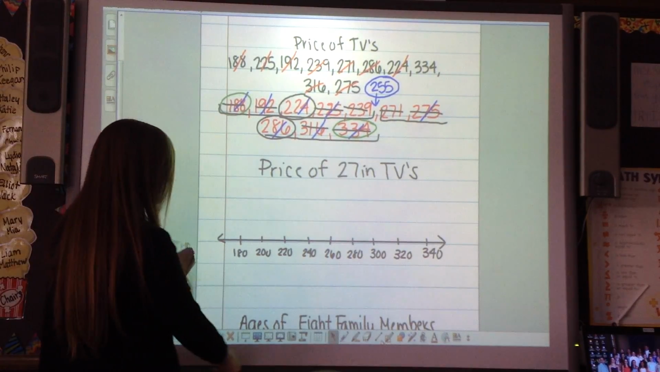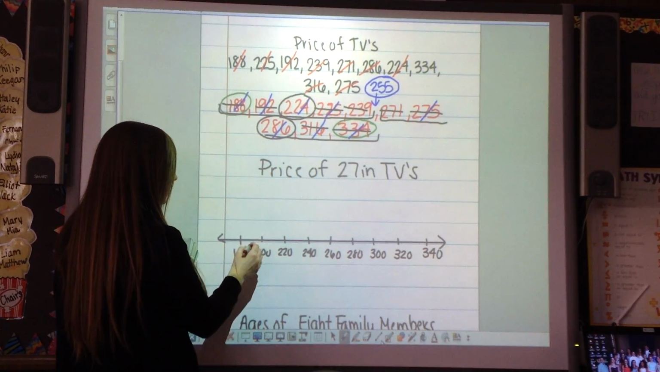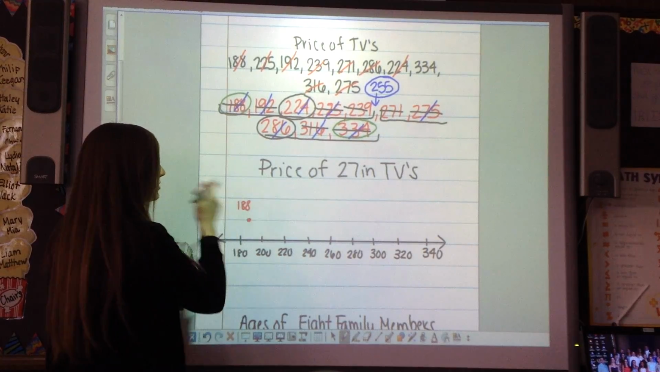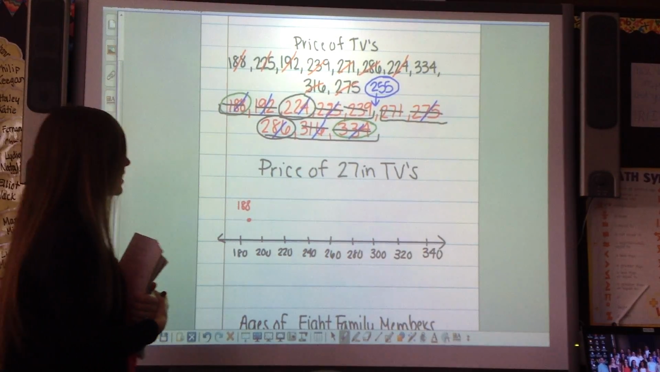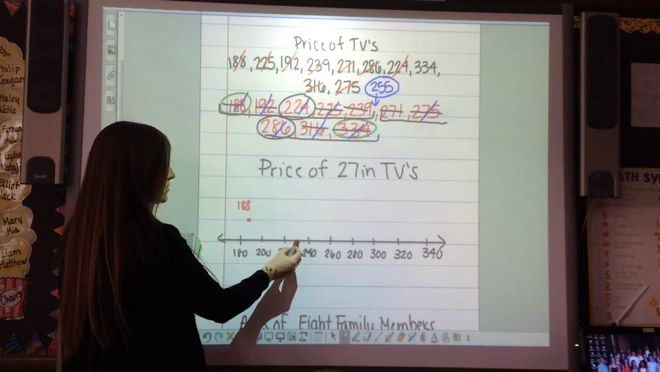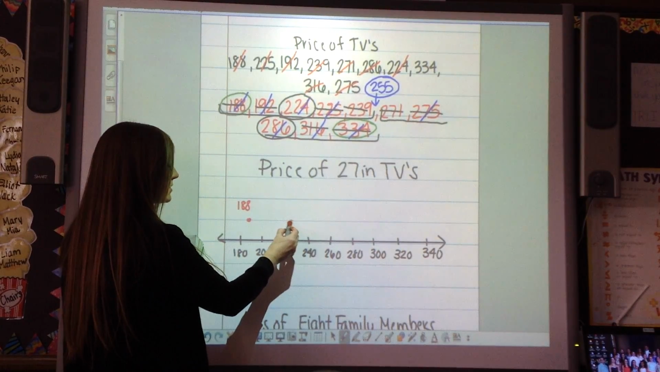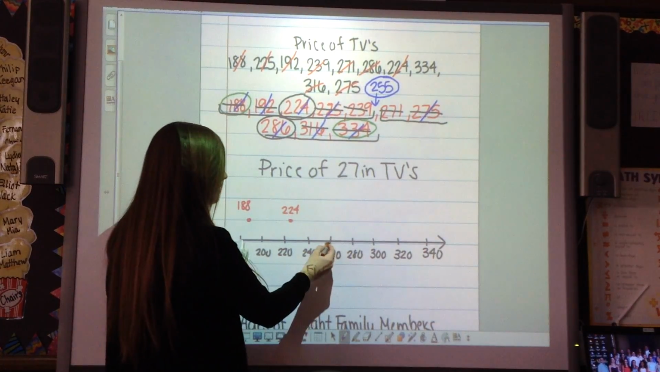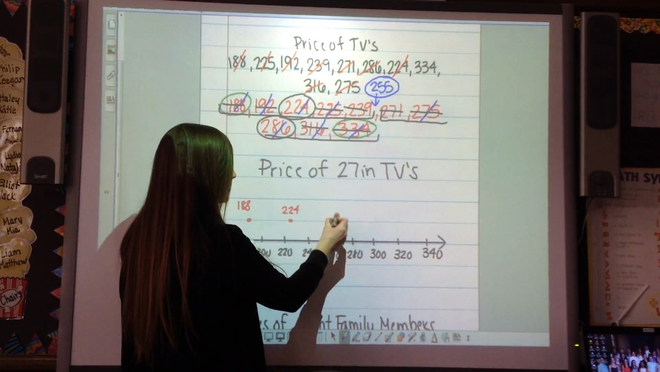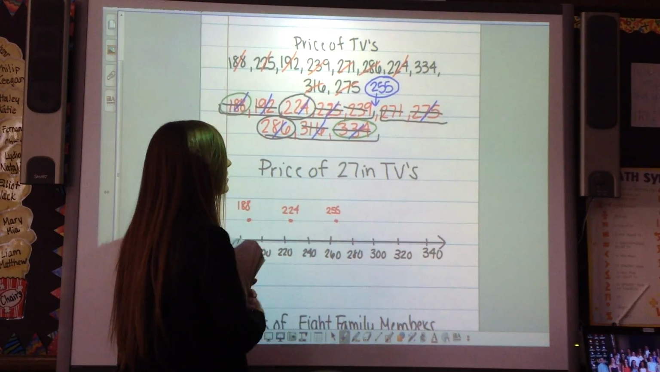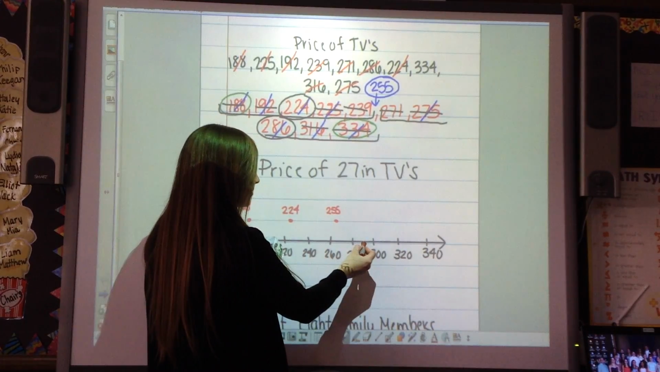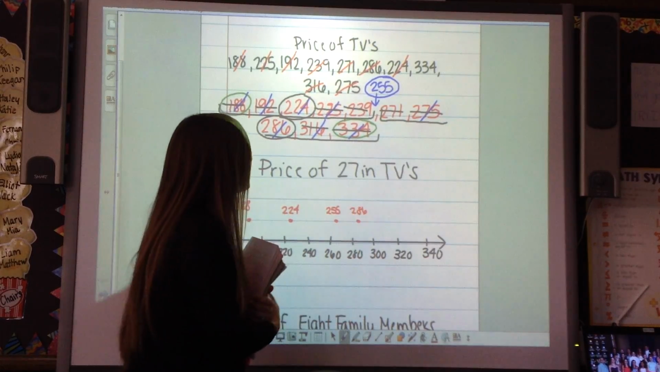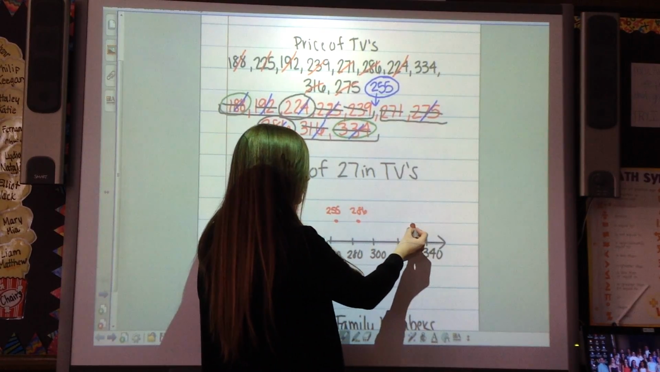That we circled. So I have 188. This would be 190, so a little bit less. It's going to be helpful if you actually put the number above it. It's going to be easier to correct. 224, this would be 230. This is 225, so a little bit to the left. 255, this is 270, so 255 would be about here. 286, this is 290, so a little bit to the left. And 334, this is 330, so a little bit to the right.